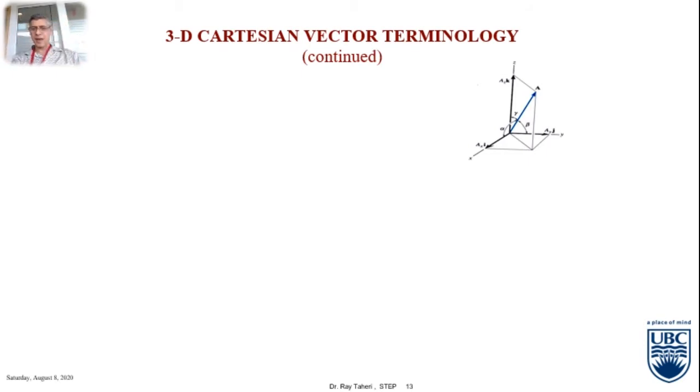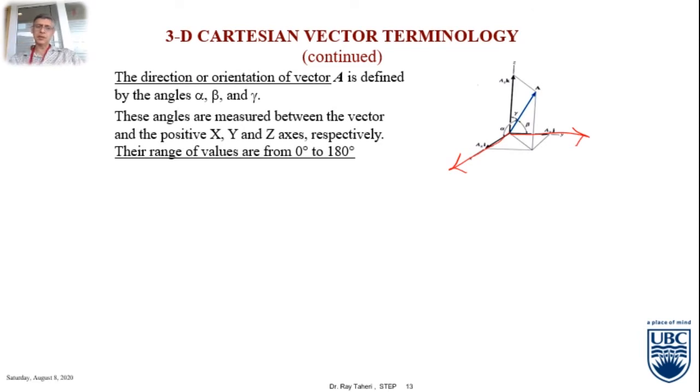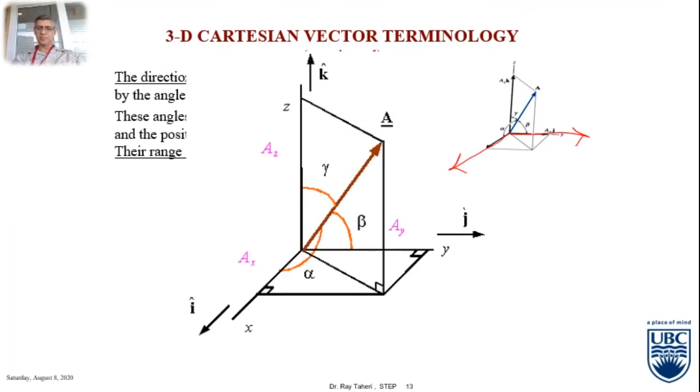Angle alpha, beta, gamma. Alpha is the angle the vector makes with the positive x. Beta is the angle the vector, the blue vector, makes with the positive y, and gamma is the angle the vector makes with the positive z. So you have these three. It is very simple, and we do, by the way, know that these are between 0 and 180 degrees.